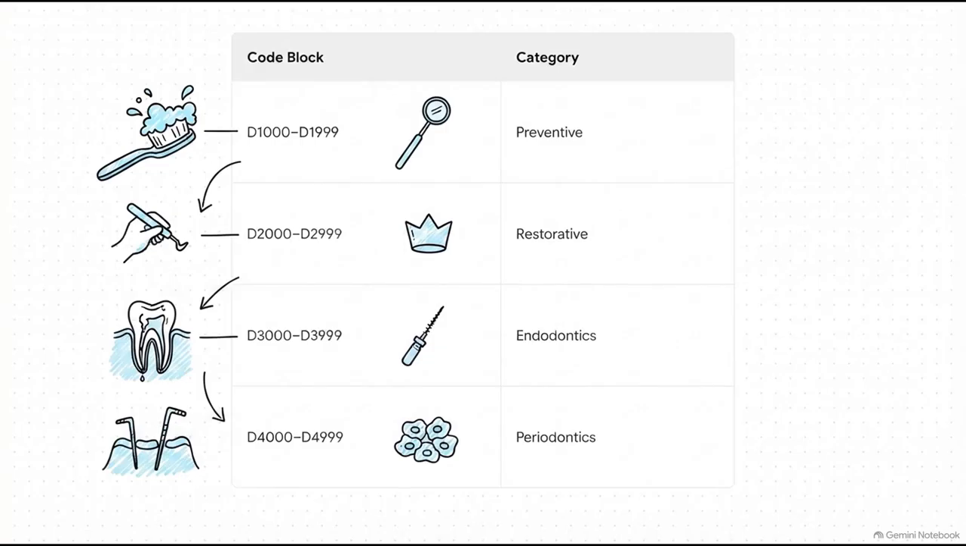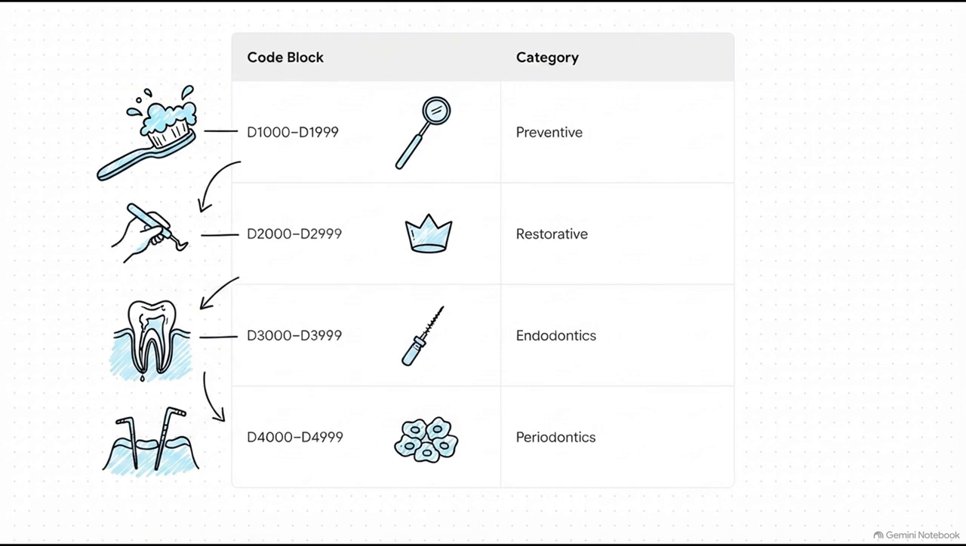So, let's transition from that clinical shorthand to the actual standardized numbering system known as CDT coding. The CDT manual is beautifully organized by category blocks. Preventative cleanings and sealants live in the D1000 to D1999 block. Restorative procedures, like your fillings and crowns, are D2000 to D2999.